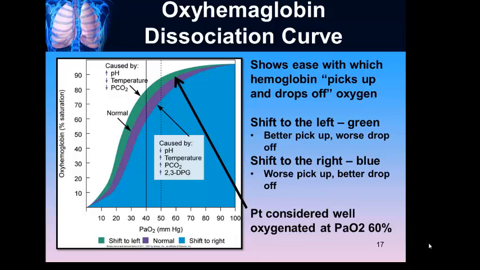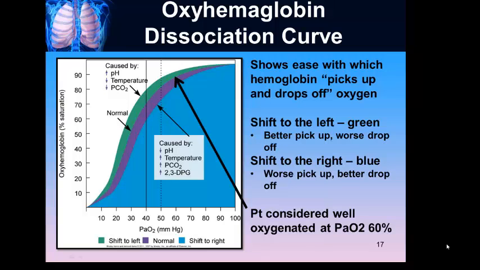The blue curve is known as a shift to the right. Hemoglobin has a harder time picking up oxygen in the lungs, but an easier time dropping it off at the tissues. This situation can lead to hypoxemia, or a decreased arterial oxygen level, due to the decreased affinity of oxygen for hemoglobin in the lungs. Conditions that can cause a shift to the right are acidosis, hyperthermia, and an increased PaCO2 in the blood.